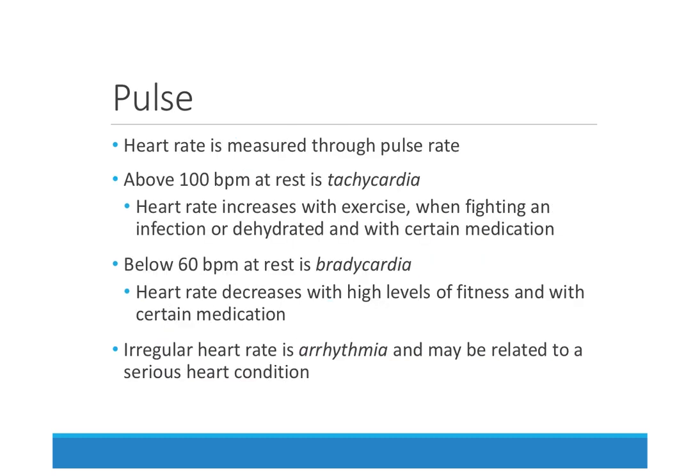We measure our heart rate typically through our pulse. And the pulse can be taken at a variety of sites. If the heart at rest is above 100 beats per minute on a regular basis, a person is said to have tachycardia. And if it's below 60 beats per minute, then you have bradycardia. And then, of course, irregular heartbeat of any type is an arrhythmia. And sometimes this can be an indication of a serious heart condition.